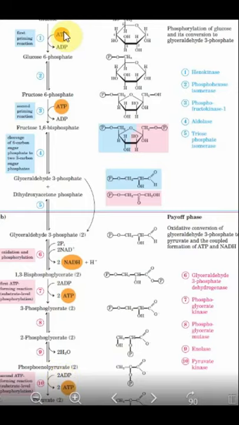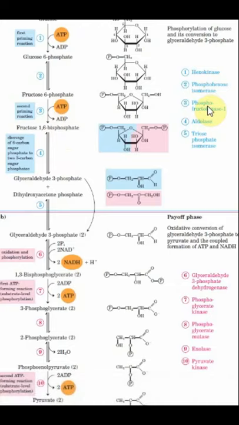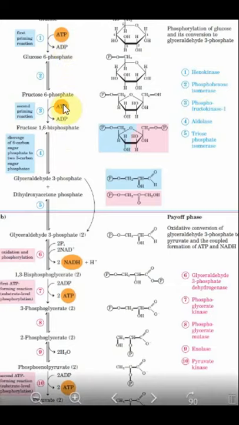But if you are looking into the energy utilization, here you can see step 1 and also step 3. When glucose gets converted to glucose 6-phosphate, one molecule of ATP is utilized in the presence of the enzyme hexokinase. Similarly, when fructose 6-phosphate is converted to fructose 1,6-bisphosphate, here also one ATP molecule is utilized in the presence of the enzyme phosphofructokinase. So here two molecules of ATP utilization, and here four molecules of ATP production.